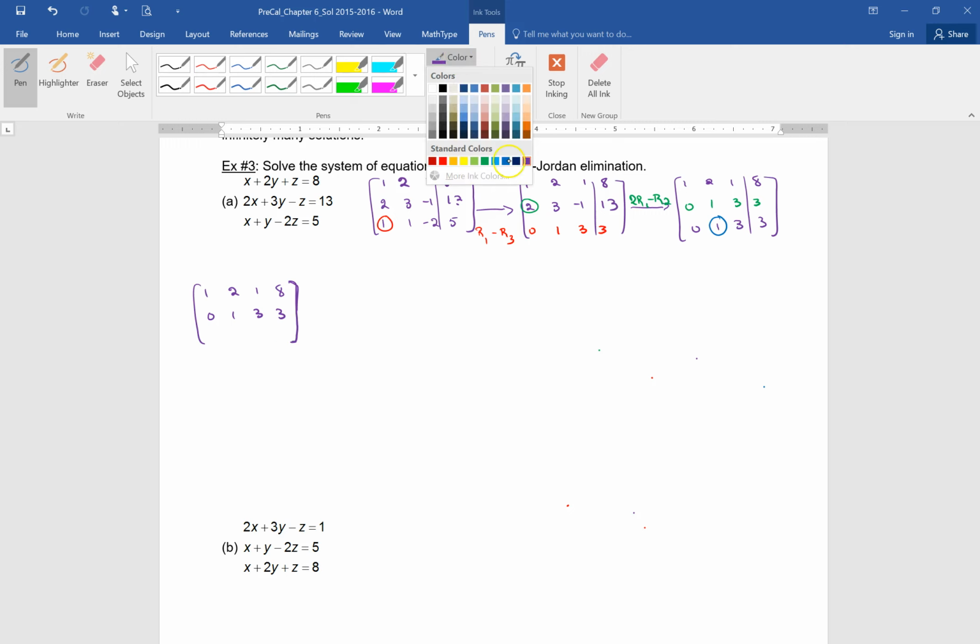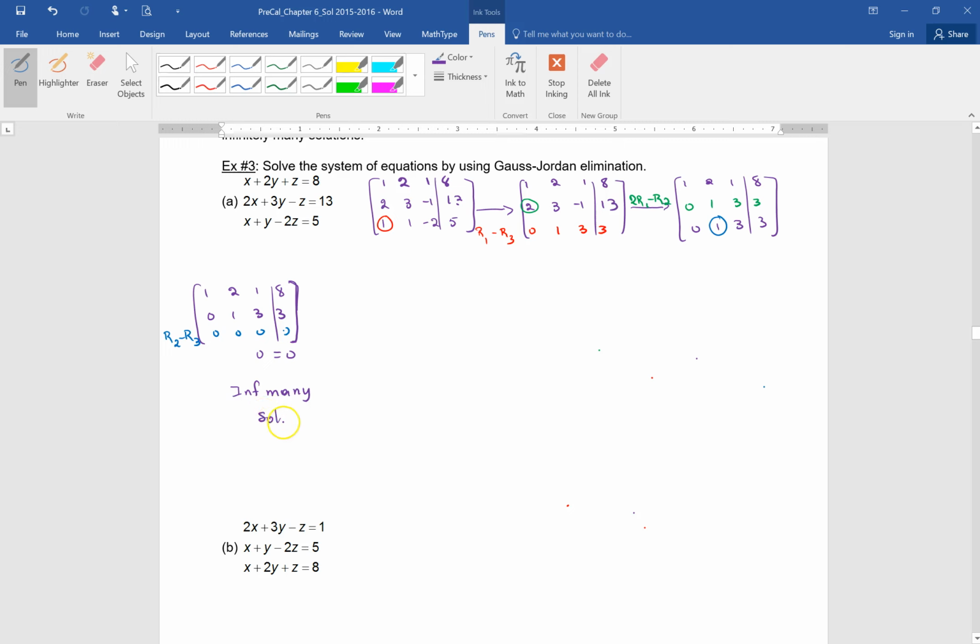And I'm going to do row 2 minus row 3. And what am I going to get? 0, 0, 0, 0. Oh my goodness. What happens here? Well, what I have here is that 0 equals 0. When does 0 equal 0? All the time. So this isn't all reals, this is infinitely many solutions.